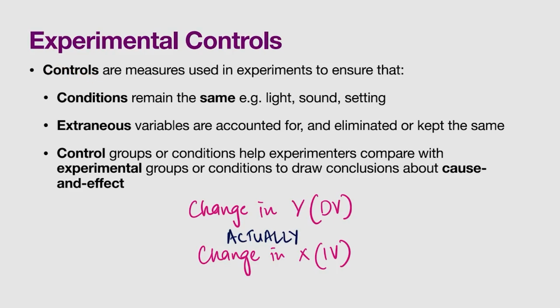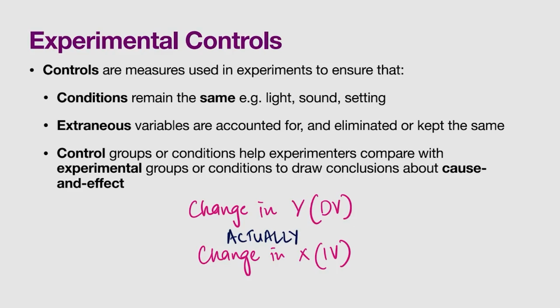And then the second thing you need to do is to ensure that the researcher has accounted for the potential confounding or extraneous variables that might interfere in that relationship between X and Y, so that you can ensure that it is actually X changing that is causing a change in Y or your dependent variable.